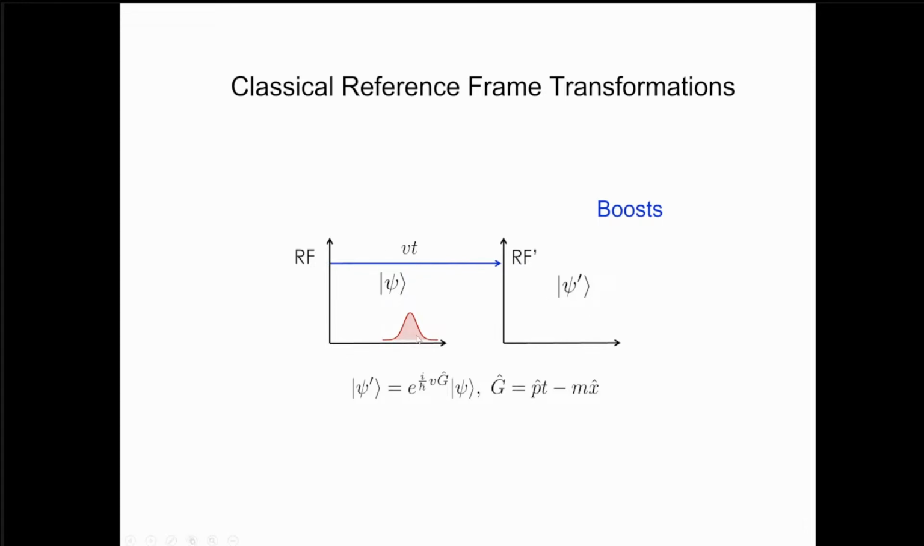Another well-known example from the textbooks is the boost. Here I talk about a non-relativistic boost, the Galilean boost, in which I want to connect the two states of the same system described in two reference frames that move with respect to each other with a constant uniform velocity v. And then the connection between the two states is again given through a unitary transformation, where now the generator of the Galilean boost is given by this combination of p and x observables, and the parameter of the boost is the relative velocity.